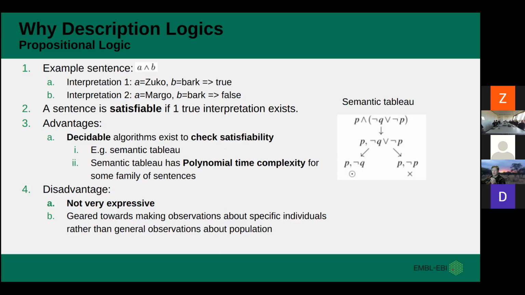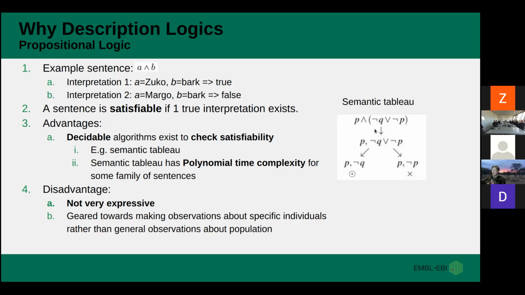A sentence is called satisfiable if it returns true, if there's at least one interpretation for which it's true. Here is an example sentence on the right-hand side: P and, in brackets, not Q or not P. To determine whether it's satisfiable, you can run a semantic tableau reasoning procedure over it.